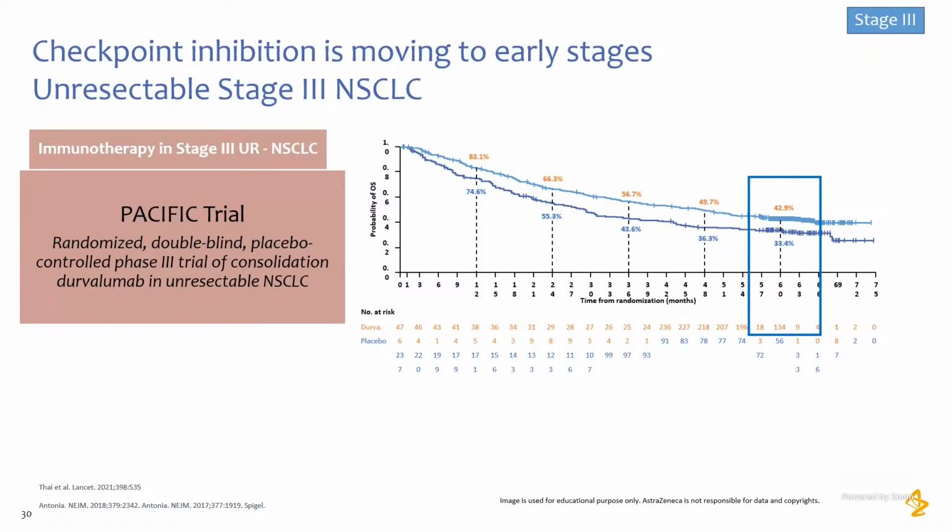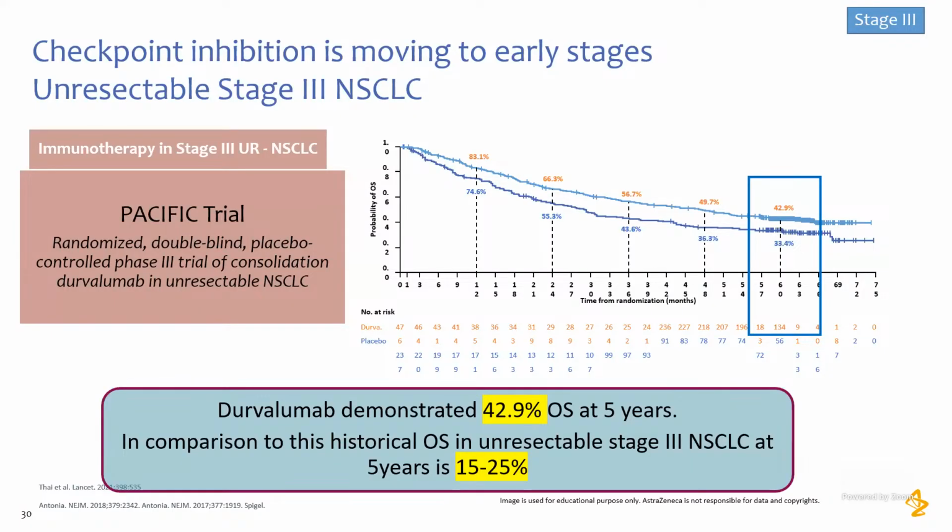In the PACIFIC trial, concurrent chemoradiotherapy followed by adjuvant durvalumab was used, and it showed a significant improvement in overall survival. Durvalumab demonstrated a 43% 5-year overall survival benefit, which used to be about 15% to 20% previously.